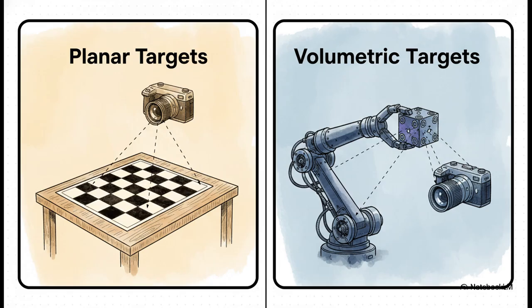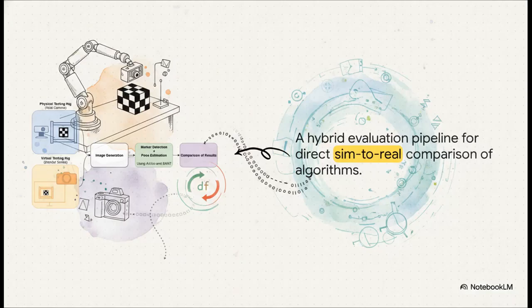But for the really complex stuff, like advanced robotics, where a robot arm needs to know its orientation from any angle, we've moved on to these volumetric targets. They're basically 3D objects just covered in reference points. And to make these systems even better, researchers build these incredible hybrid testing setups. You can see it here.